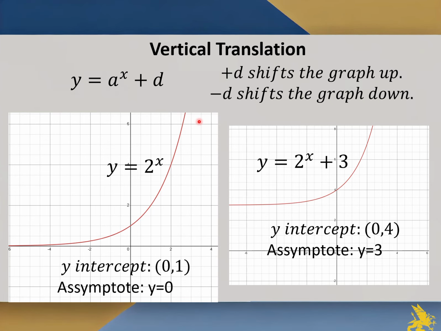So we've got a vertical translation. Vertical translation just means it's going to be pushing it up or pushing it down. So if we have our intercept at 1 and I add a 3, 1 plus 3 is 4. It's now going to cross over at 4. I had an asymptote originally at y equals 0. That's now been pushed up to y equals 3.